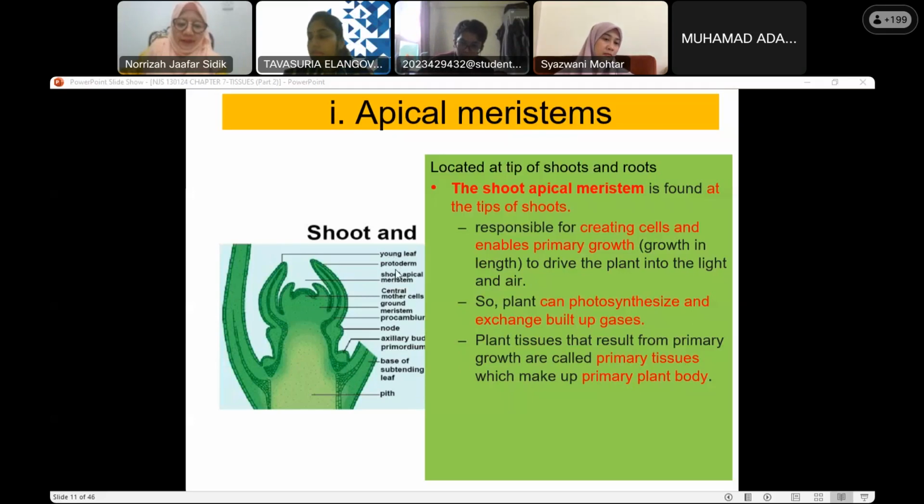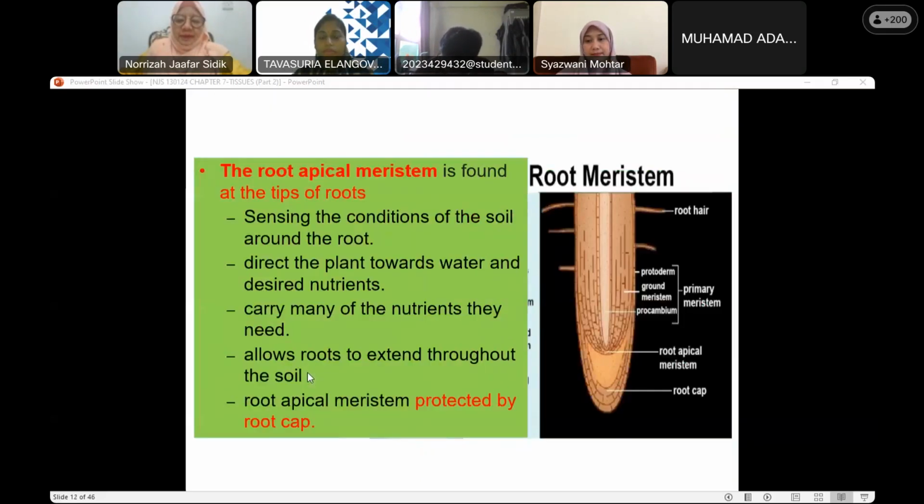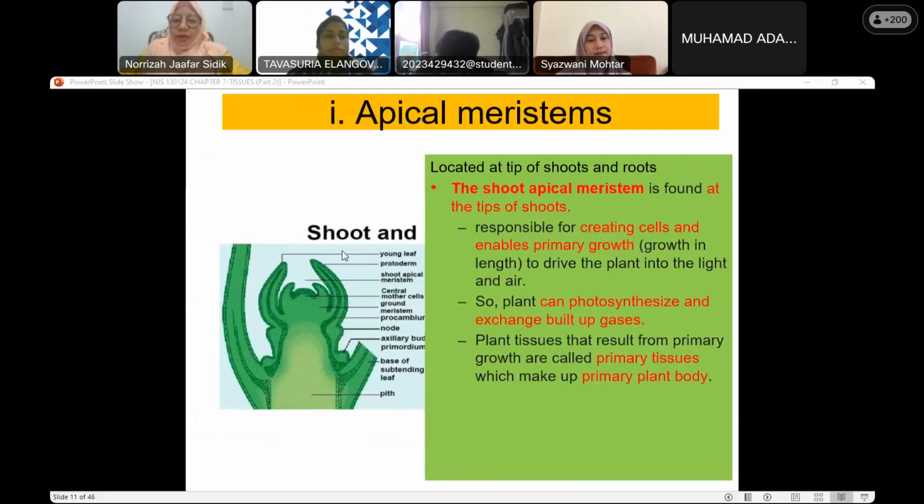We have the young leaf, protoderm, shoot apical meristem, procambium, node, axillary bud primordium, base of the subtending leaf, and the pith at the center. That one is at the shoot tips, the tips of the shoot.